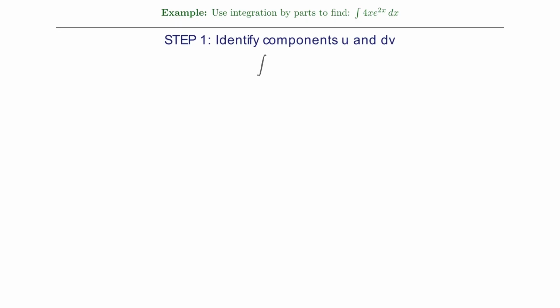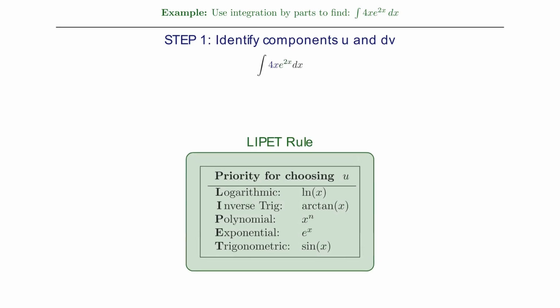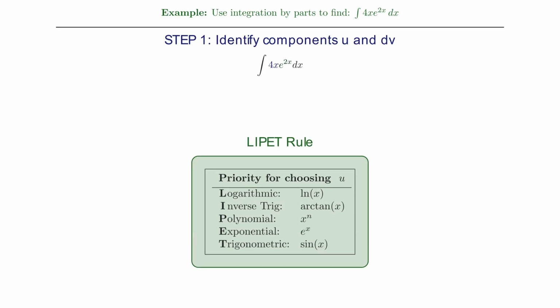So we've got two functions, we have the 4x and we have the e to the 2x. To identify which one is going to be the choice of u, we can use the LIPET rule. This tells us the priority for the choice of u. The order of priority is logarithms first, then inverse trig functions, so inverse sine, inverse cos, inverse tan, then polynomials, then exponential, and then finally the normal trig functions, sine, cos, and tan.